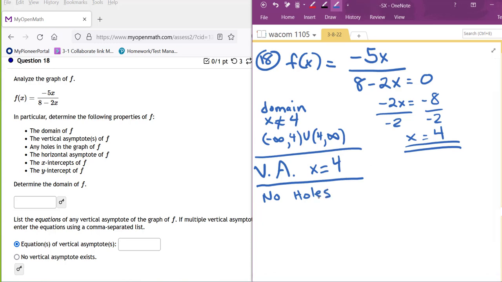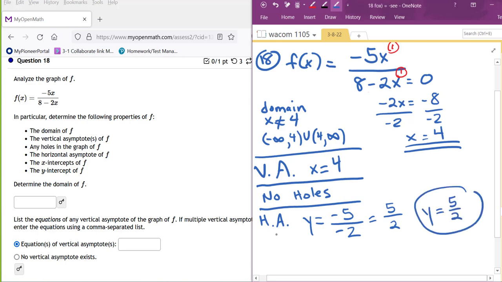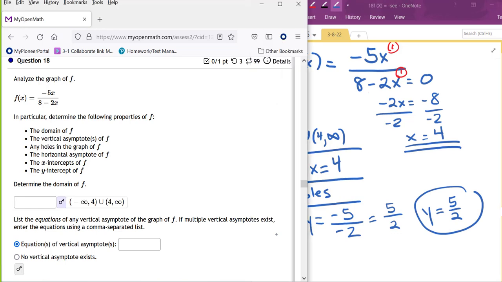Horizontal asymptote. This is back to your formula. And it is all about the degrees of the numerator and denominator. Your degree of the numerator is 1. Your degree of the denominator is 1, so they are the same. So you're going to work with the coefficients of those, and it will be y equals negative 5 over negative 2. 5 over 2 doesn't reduce, but you do have to clean up the signs. So this is going to be y equals positive 5/2. That will be your horizontal asymptote, and we can check these answers.